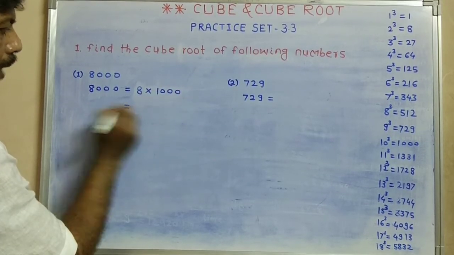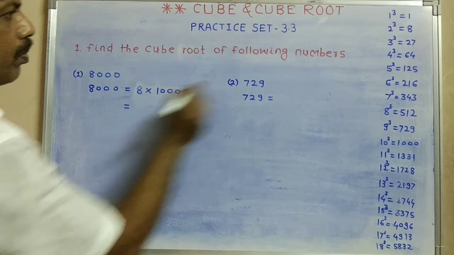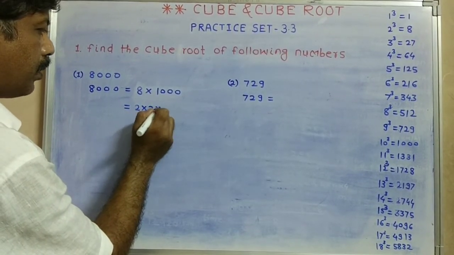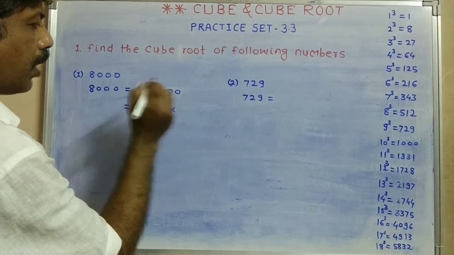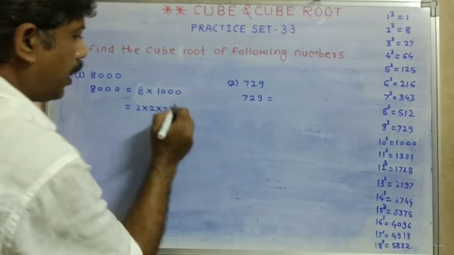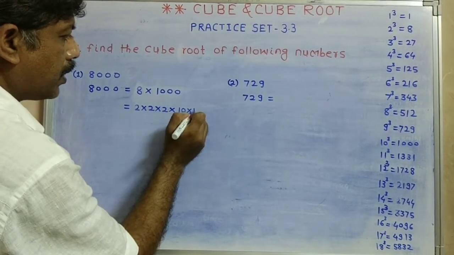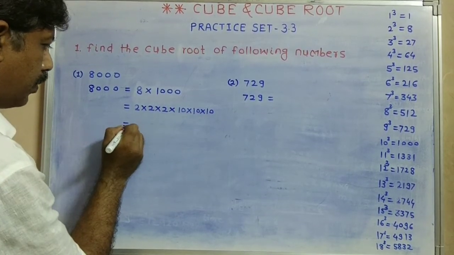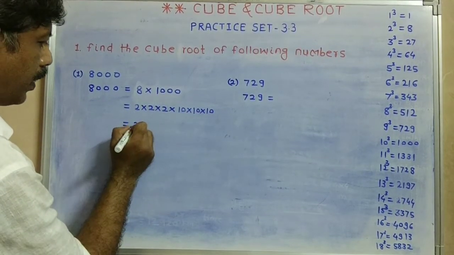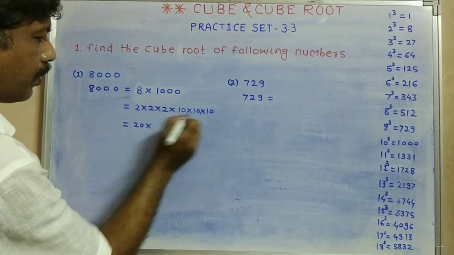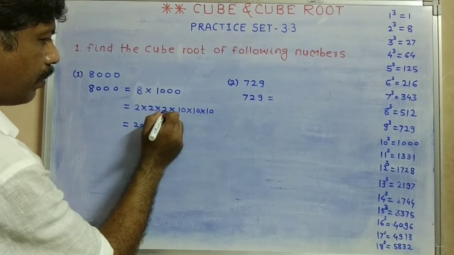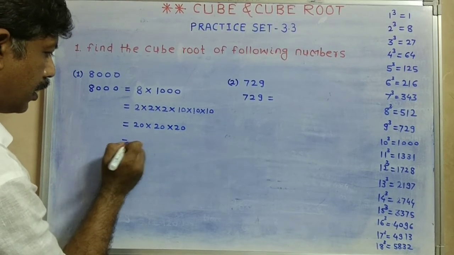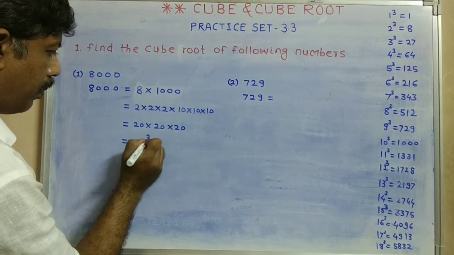It can again be factorized as it is a cube of which number? 2 cube. Therefore 2 multiplied by 2 multiplied by 2, and 1000 is a cube of which number? 10. Therefore it can be factorized as 10 into 10 into 10. Now just look here, 2 into 10 is 20, multiplied by 2 into 10 is 20, multiplied by 2 into 10 is 20. Therefore 8000 is nothing but 20 cube.